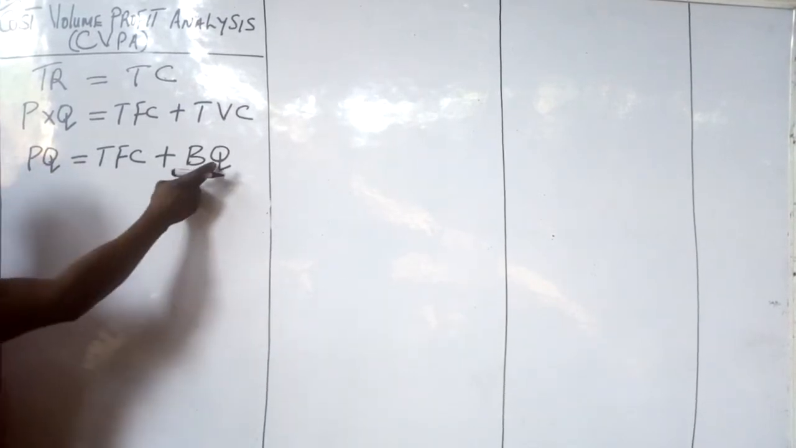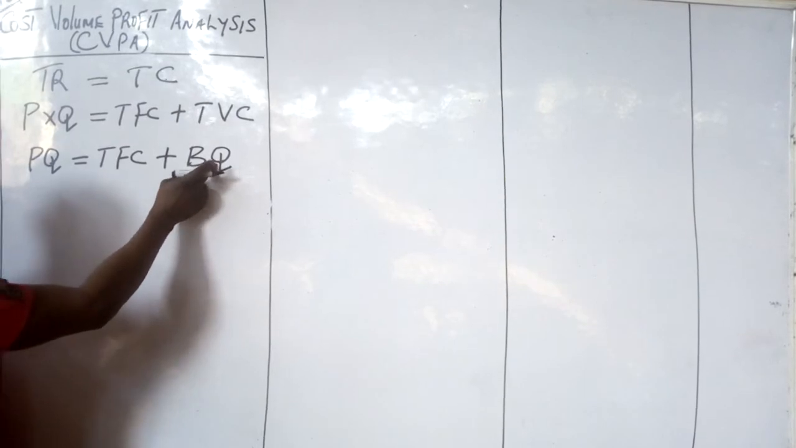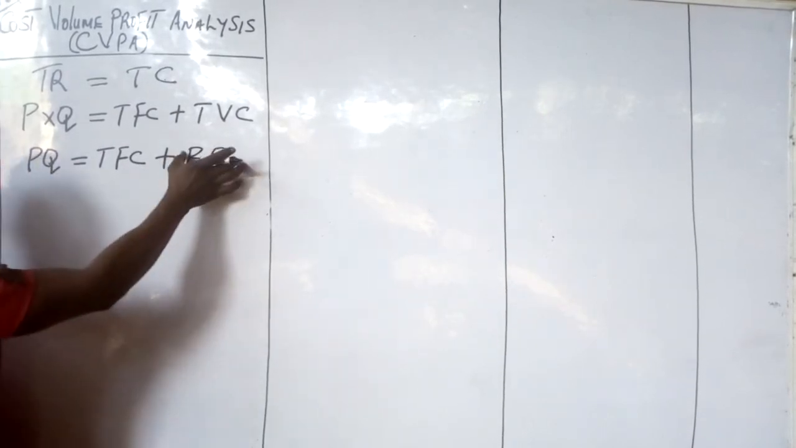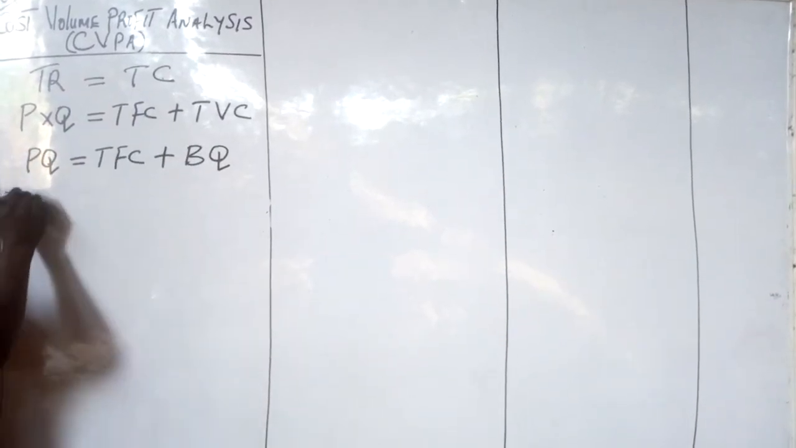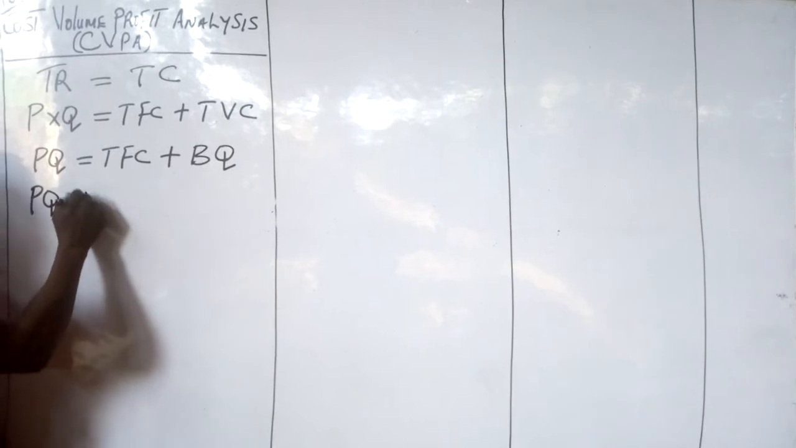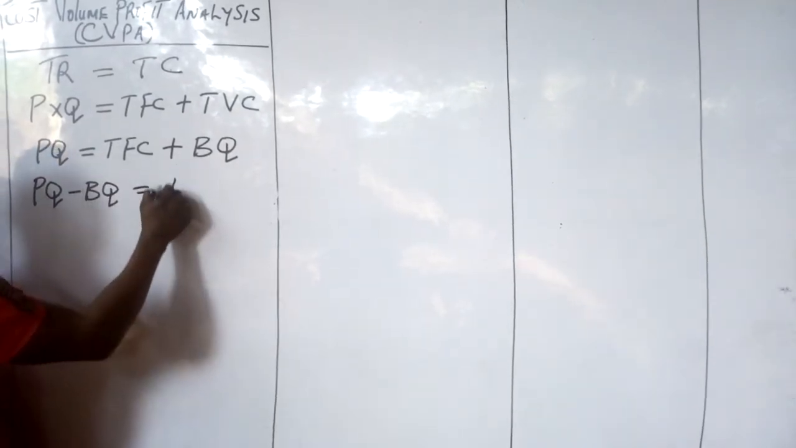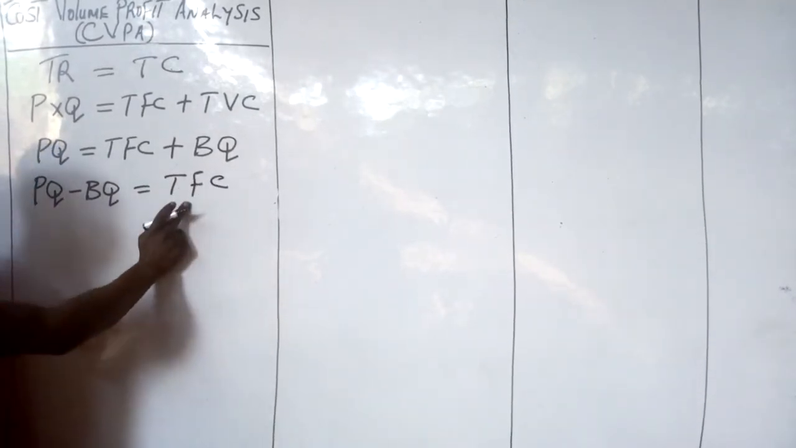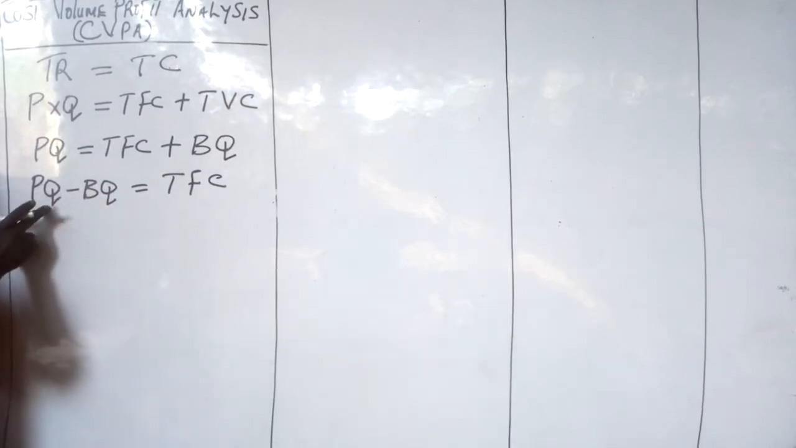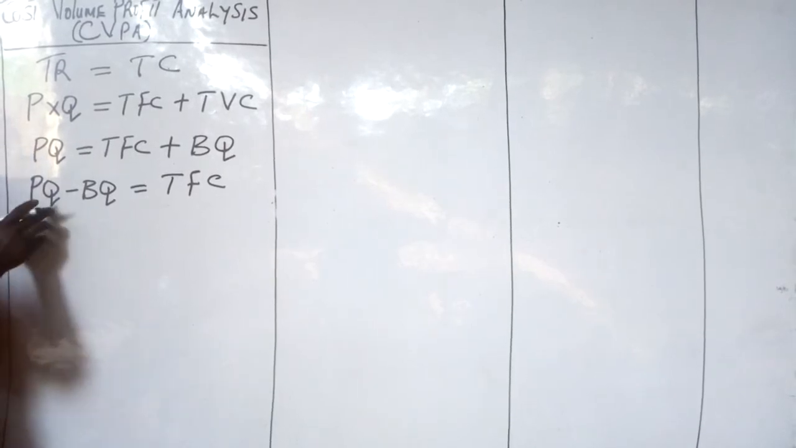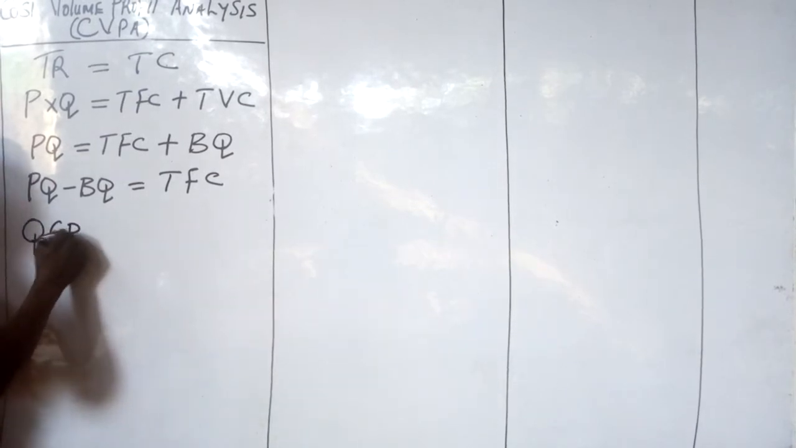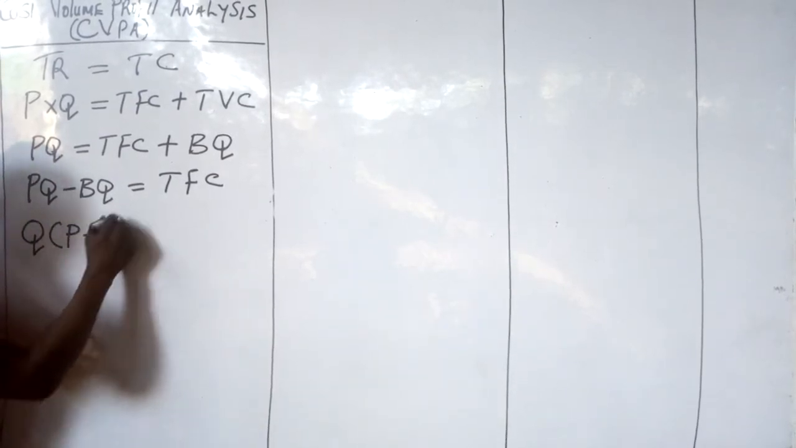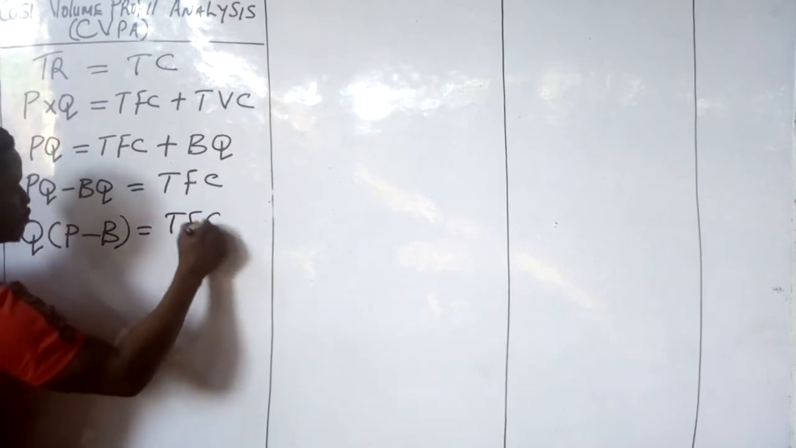Now, we have a similarity between this and this. So we have to move this to this side of the equation. Recall that this is plus, so when it's moving, it becomes minus. So we have PQ minus BQ equals TFC, the total fixed cost. Good. We can factorize this, because there is Q here, there is Q here. So bring out a Q, Q into P minus B equals the total fixed cost.